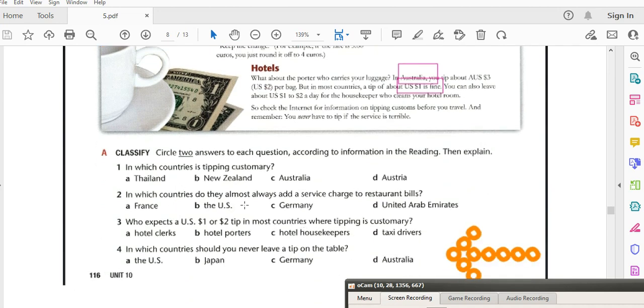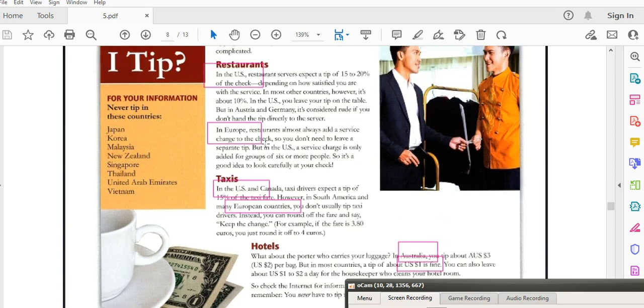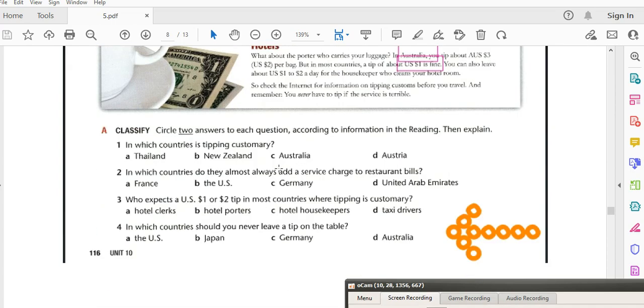Which countries almost always add a service charge to restaurant bills? Take a look at here. Restaurants. In the US and in Europe, restaurants almost always add a service charge to the check. So which one? France is a European country. Germany is a European country. C and A can be answered. Okay, and you answer this one.